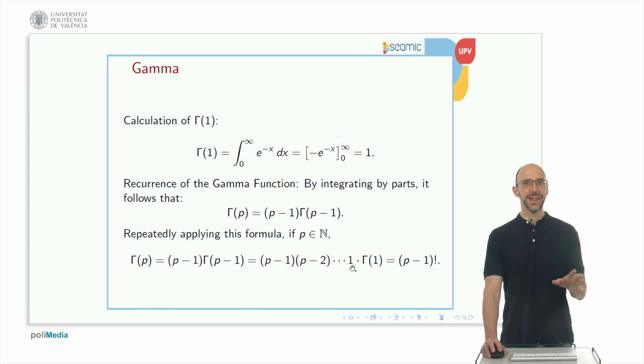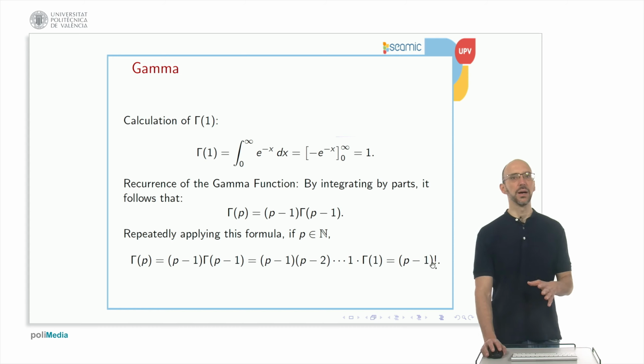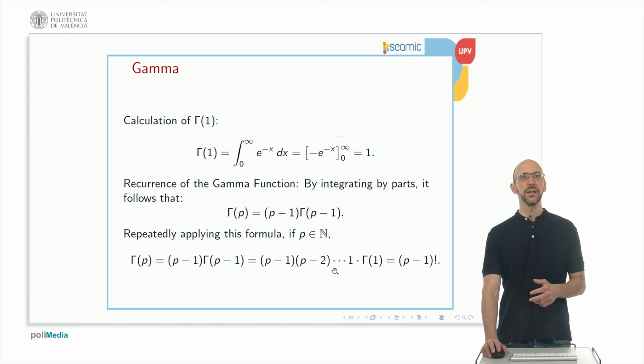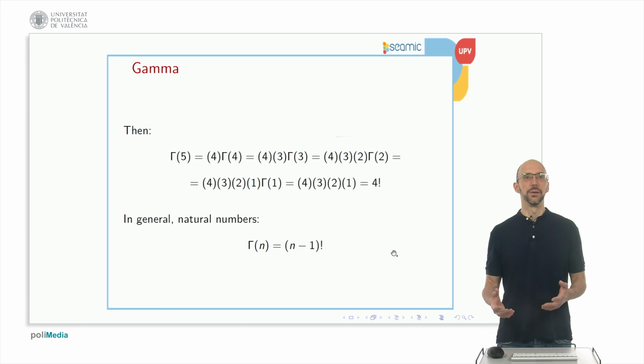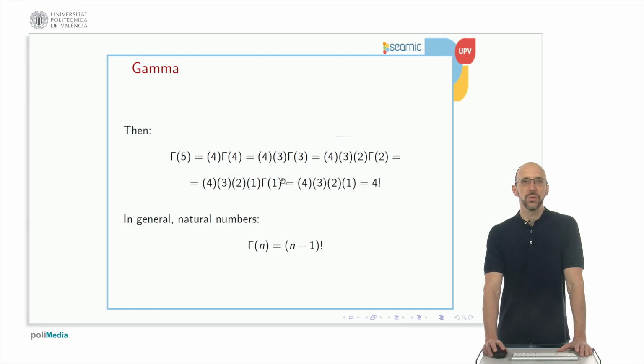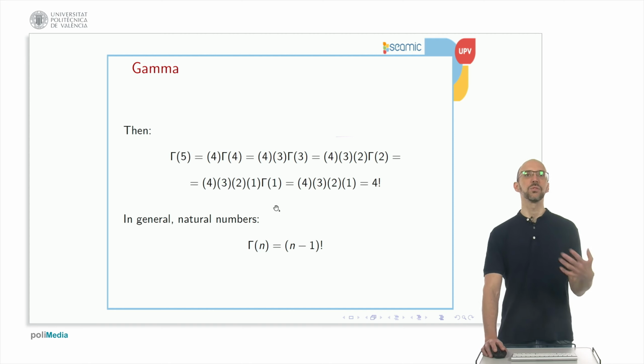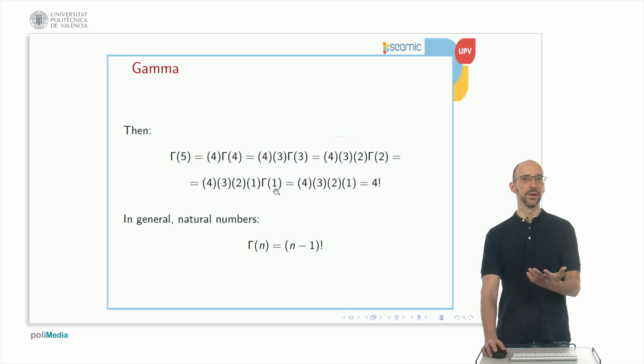The consequence of this recurrence of the gamma function is very important. Gamma of p is (p minus 1) factorial when p is a natural number. Let's put an example: gamma of 5. By the recurrence property, it's 4 times gamma of 4. Gamma of 4 is 3 times gamma of 3. Gamma of 3 is 2 times gamma of 2. So 4, 3, 2 times gamma of 2. Then gamma of 2 becomes 1 times gamma of 1, and gamma of 1 is 1. So at the end, gamma of 5 is 4 factorial.